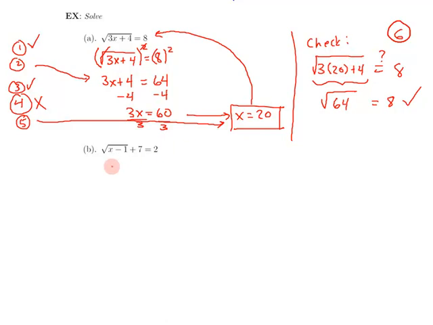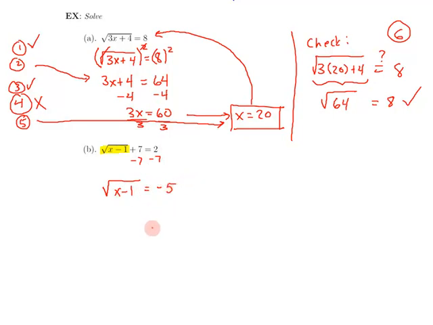All right, example B. Step 1 is to isolate the radical expression. So here's the radical. We need to get it by itself. Okay? In fact, I'll highlight. We're going to get this expression by itself, so we need to take the 7 and move it to the other side, right? So I'm going to subtract 7 from both sides, and I end up with the square root of x minus 1 is equal to negative 5.